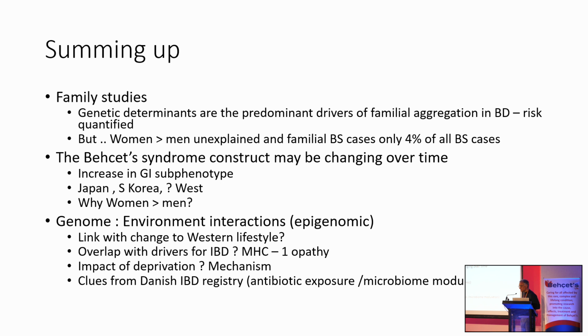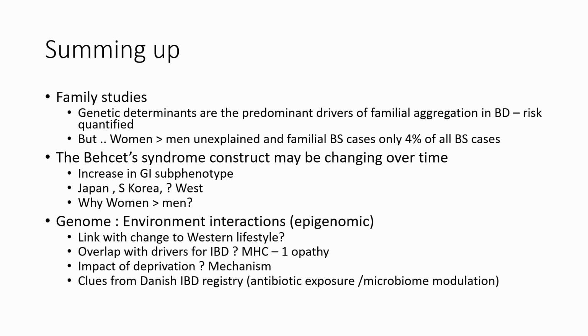And then when we deep dive into the genome-environment interaction, we find these two signals of the so-called MHC class 1-opathy link, the ankylosing spondylitis link, the impact of deprivation as a socioeconomic factor, and then clues from the Danish registry for the role of antibiotics. Could that be influencing the microbiome, or modulating the gut microbes in some way that then changes the risk of developing inflammatory bowel disease? And obviously that's possibly a concept that could be transferable to Behçet's syndrome overall.